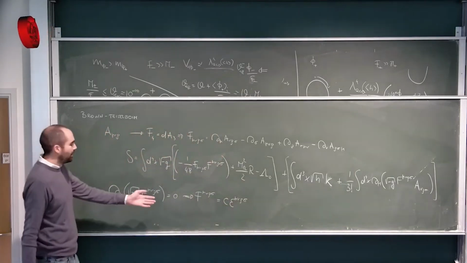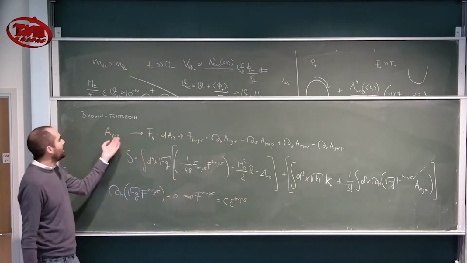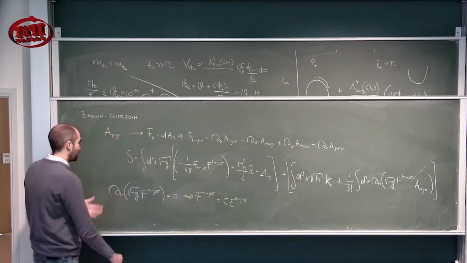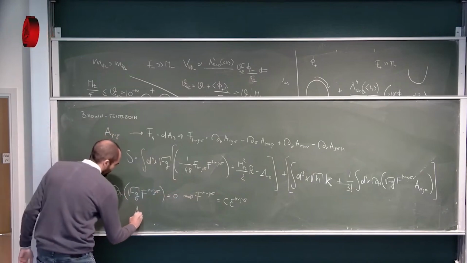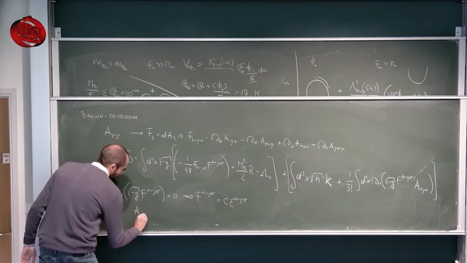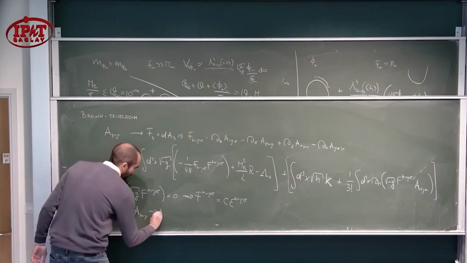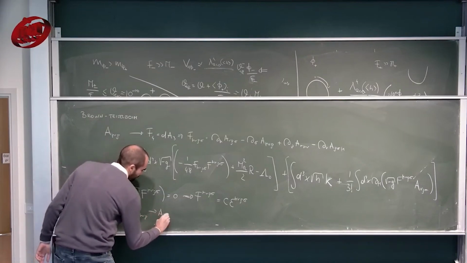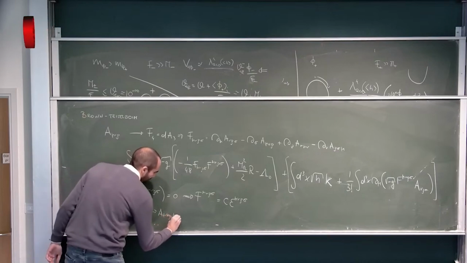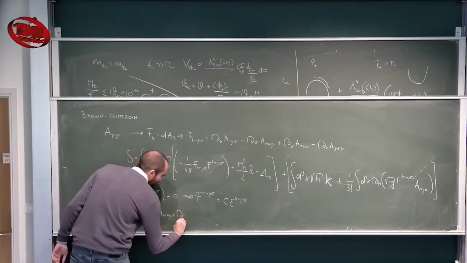The reason why this is true, so that A ends up being non-dynamical, is that this theory has a big gauge symmetry, which I can write in this way. You can check if you want as an exercise that this is true.